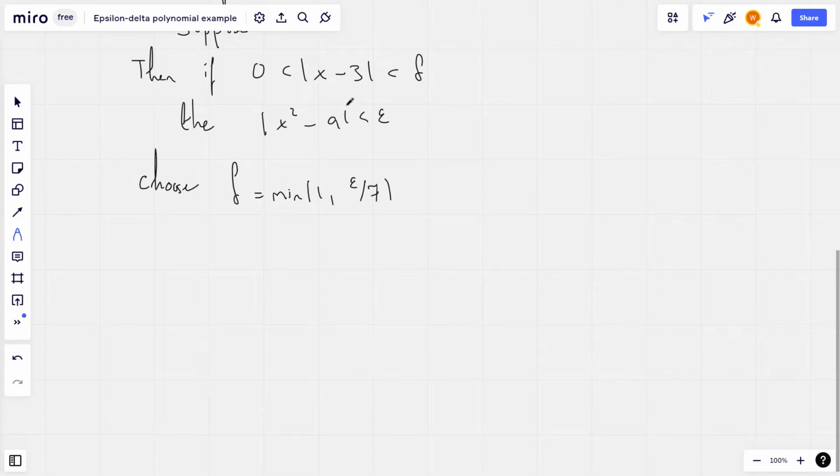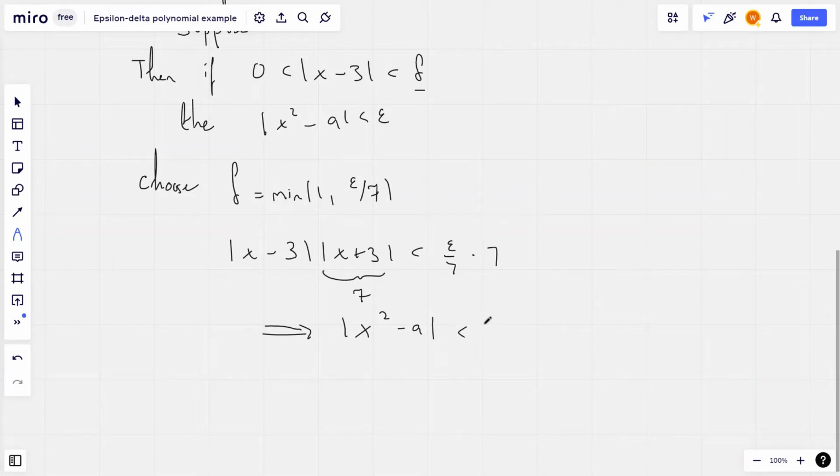So from here we say this is the minimum between 1 and epsilon over 7. Now if we multiply this whole thing by the modulus of x plus 3, we get that the modulus of x minus 3 times x plus 3 is less than this delta, which is epsilon over 7, and then we figured out before that the modulus of x plus 3 has to be less than 7, so we multiply by 7, and so we get that the modulus of x squared minus 9 is less than epsilon, and this is what we're looking for. So that's our proof concluded.